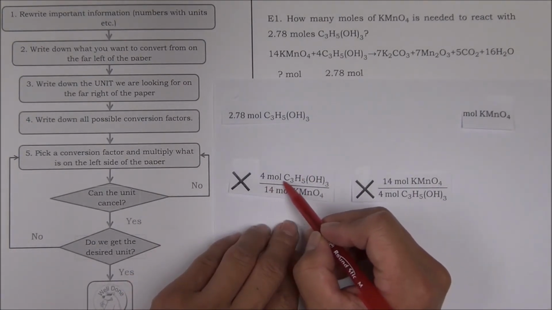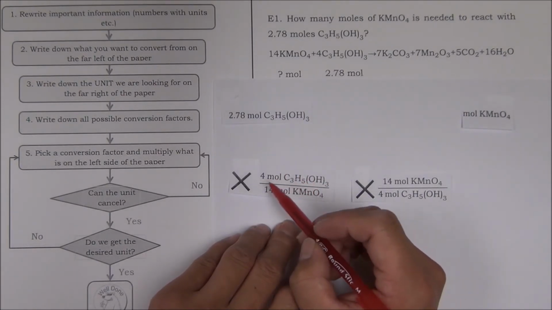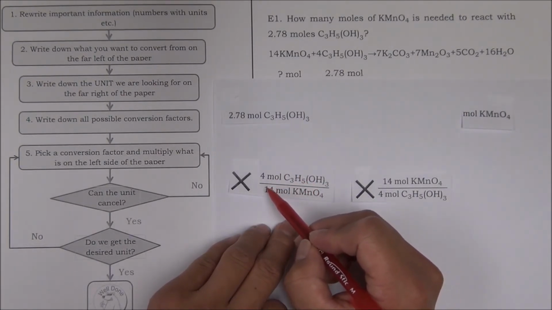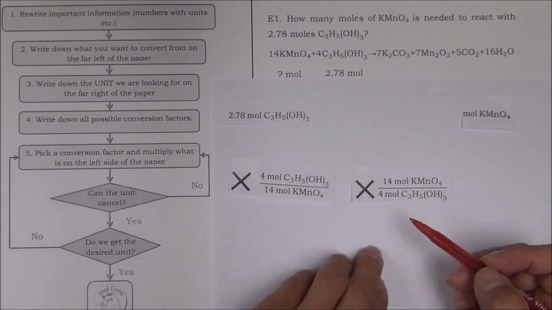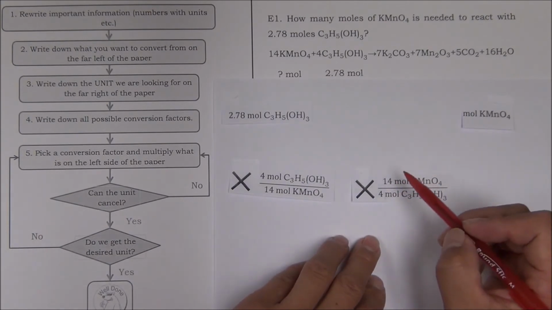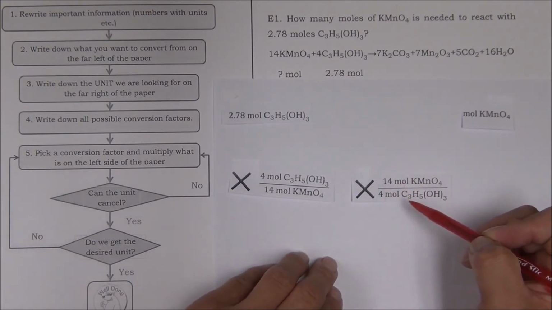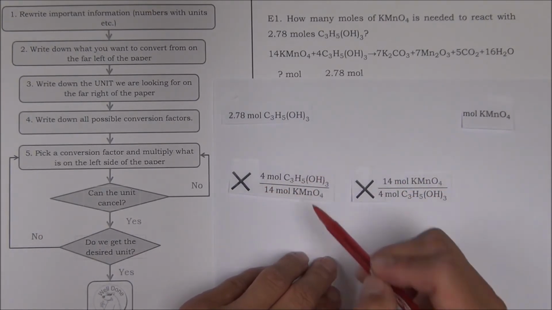I put down mol between the number and the chemical formula. This will remind me this is a ratio between moles, not grams. To get another conversion factor, you just need to flip the numerator and the denominator.